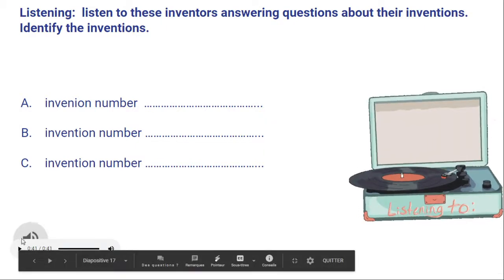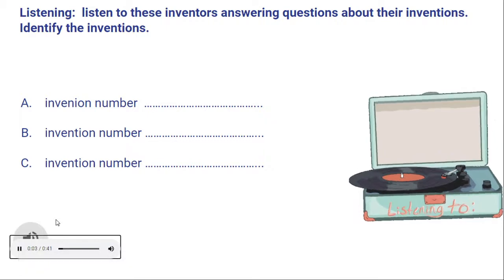Invention number 1, let us listen again. Unit 5. Descriptions. Recording 13. A. So tell me about your invention. What's it for? It's for finding lost items.